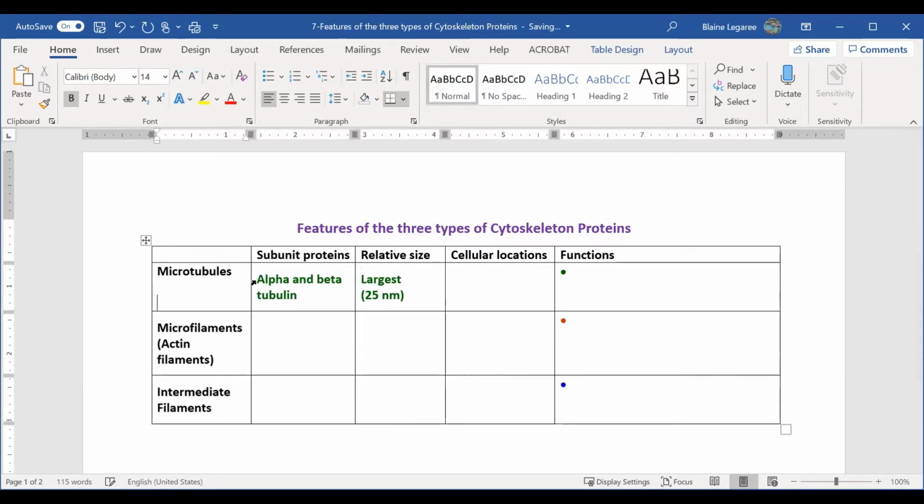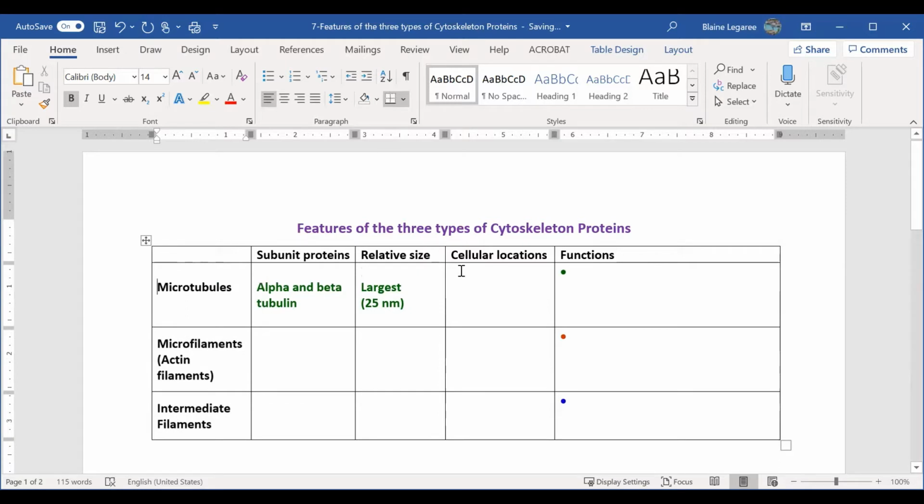So I'm just gonna see if I can make this a little bit bigger. There we go. And the cellular location. These are found basically in the cytoplasm. And so you're going to see that a lot of the functions are related to things going on in the actual cytoplasm. And all of these cytoskeletal components, by the way, you could talk about how they're important in cell shape. I don't really care about that. I care about the specific functions.